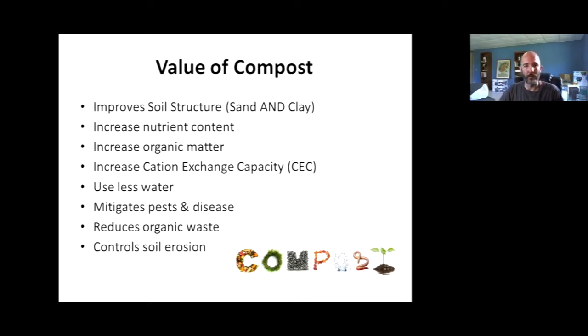So we got farmers calling us to decrease the amount of water that they're using. A lot of these farms on scale, the biggest line item they have is water, especially in the Midwest and some in the West where water rights are a real issue. You're also going to mitigate a lot of the pest and disease issues.